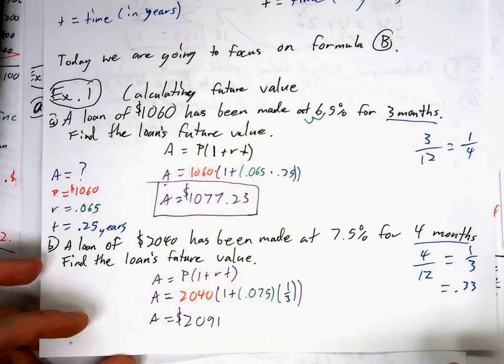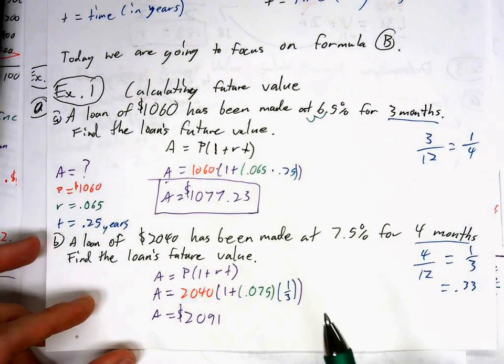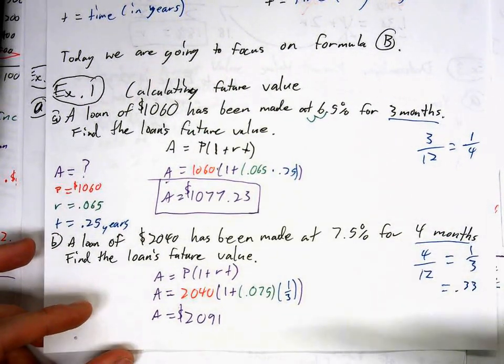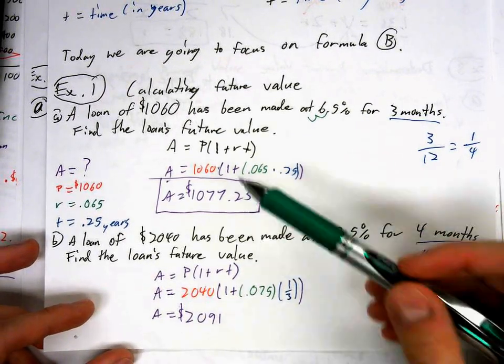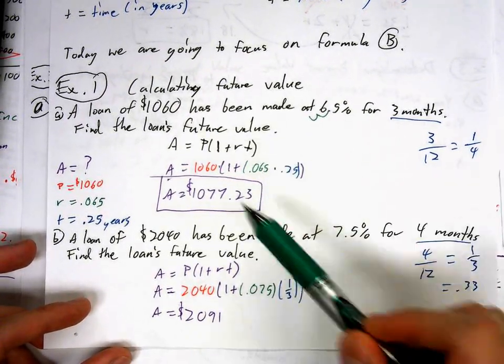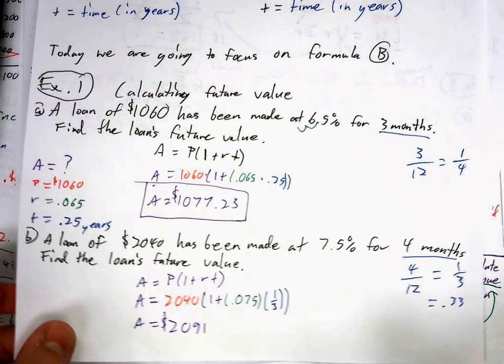So we started off with example 1, calculating future value. And that was kind of just a plug and chug kind of equation where you had to identify what your principal was, your rate, and your time, plug those numbers in the calculator, and it was going to give you the answer.